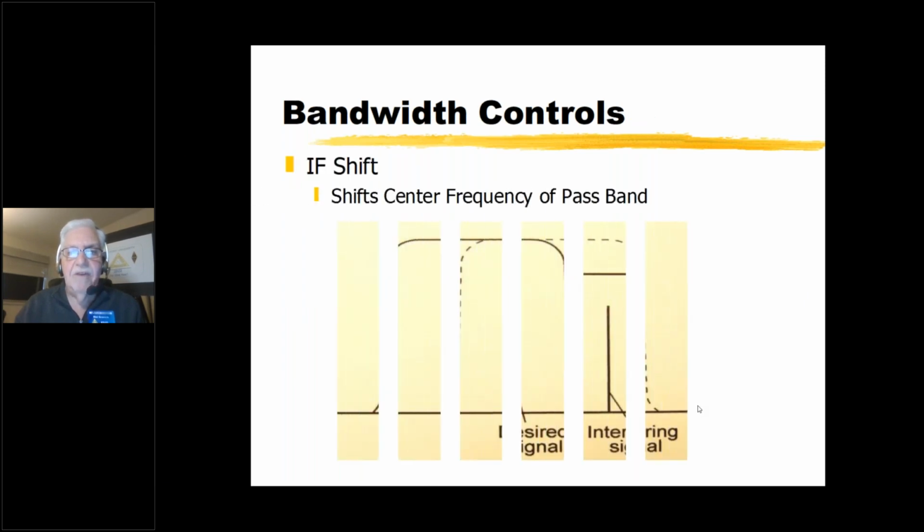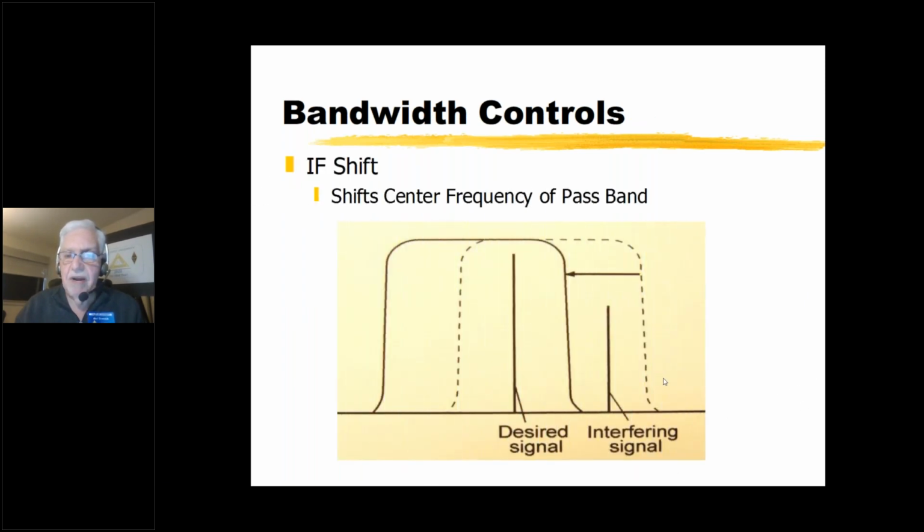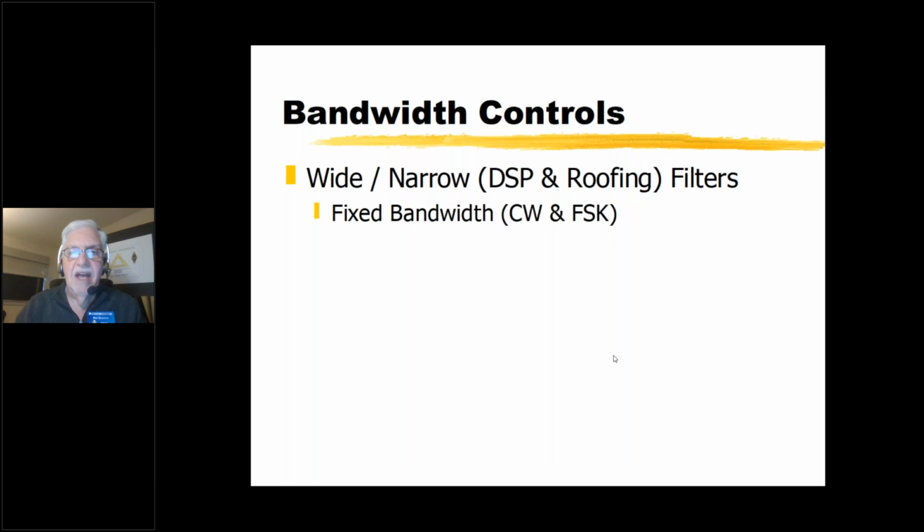And your IF control, this shifts your IF bandwidth. Here's your interfering signal. You move your IF band pass so that you hear the desired signal, moves the interfering signal out of the band pass.